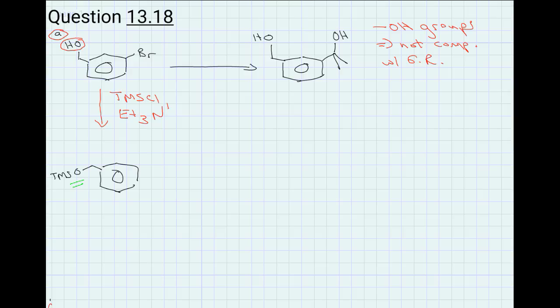So, what do we do? Oops, I'm missing my bromine here. So, I'll put the bromine in here. So, what do we do next? Now that we've covered up that hydroxyl group, so that it's not going to react when we form our Grignard reagent, we're going to treat that with magnesium metal, and you can use diethyl ether or THF, and then we're going to form our Grignard reagent.